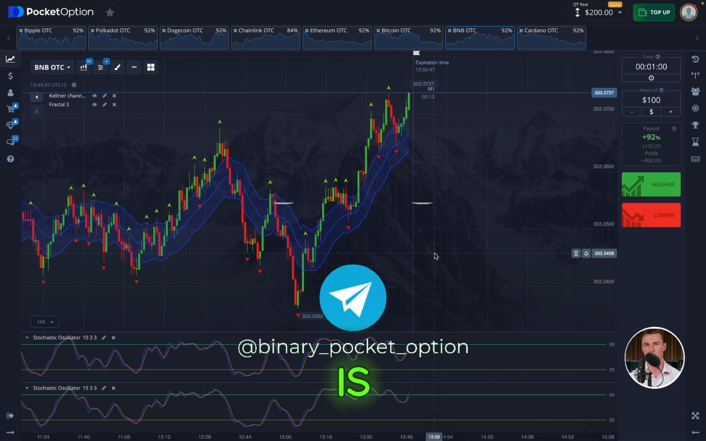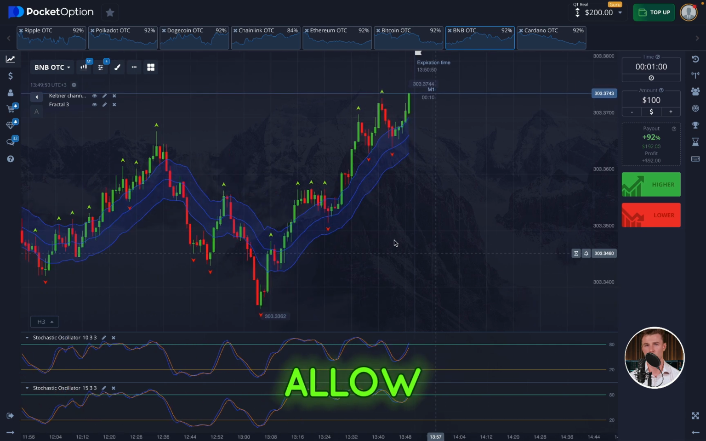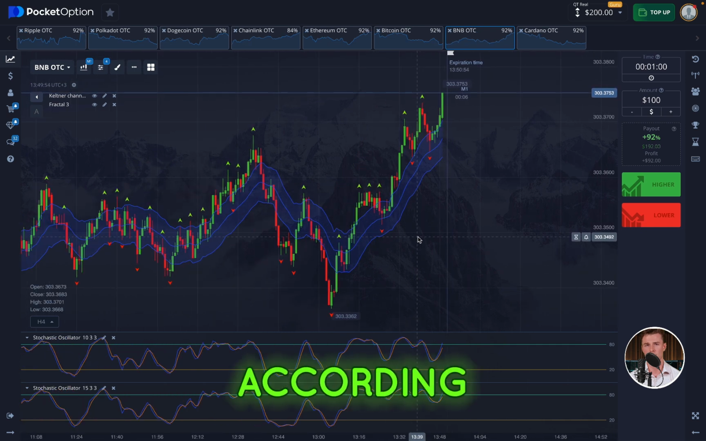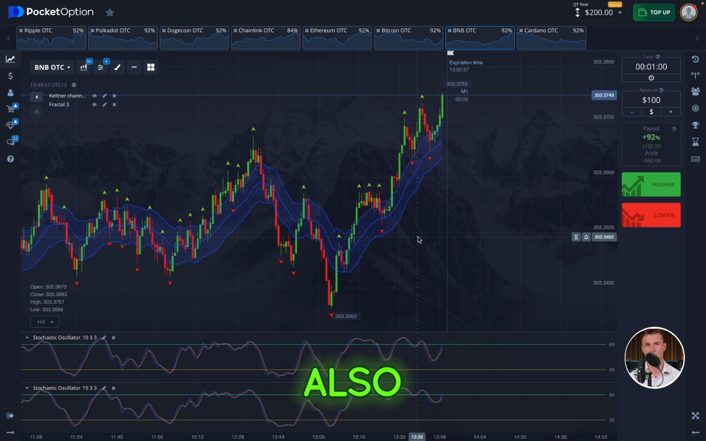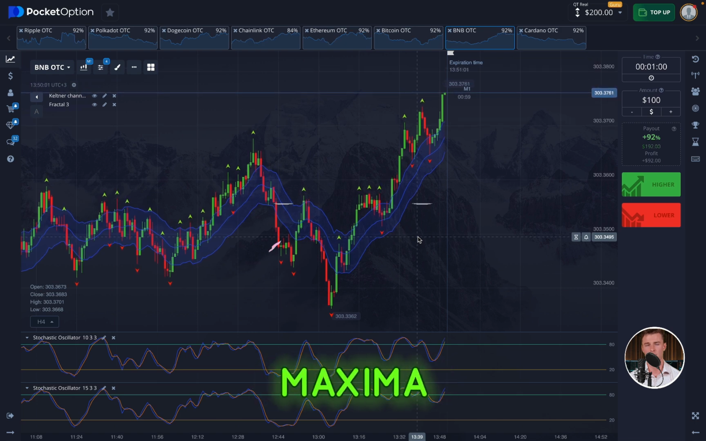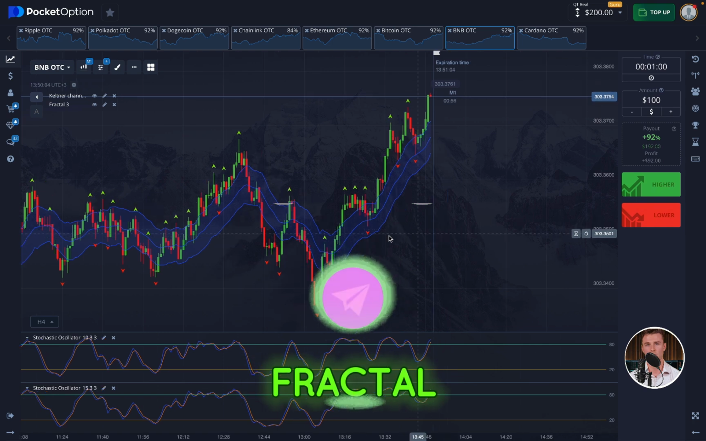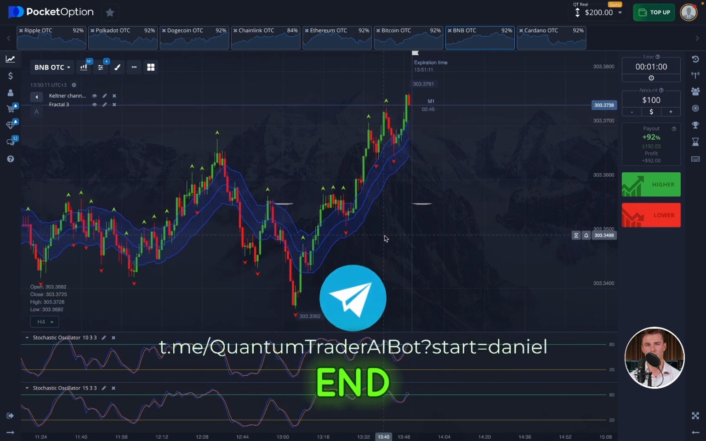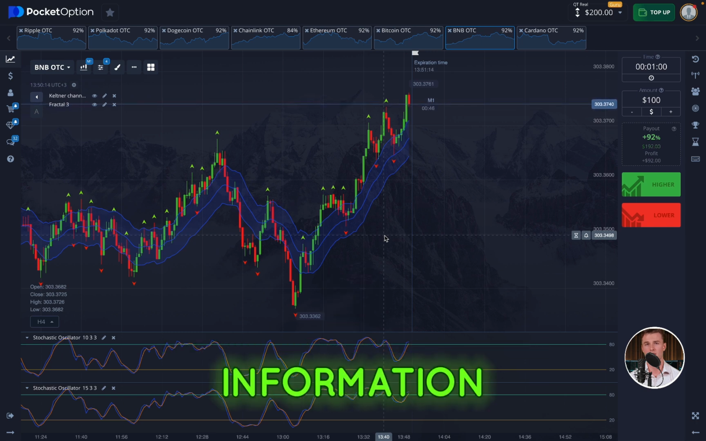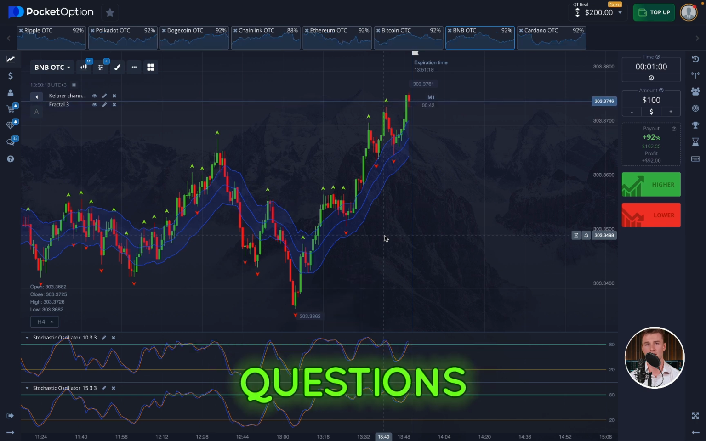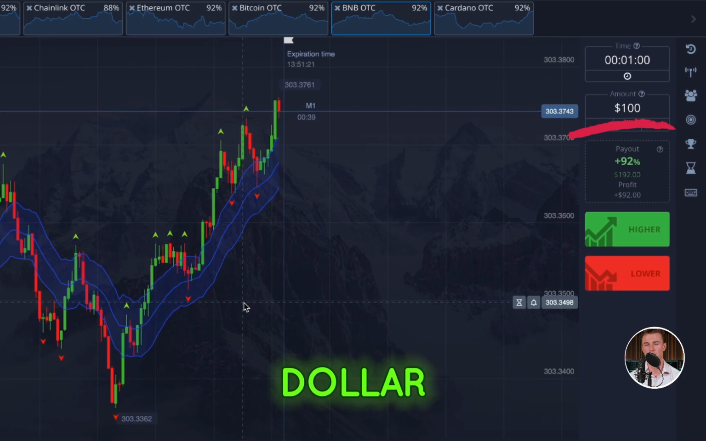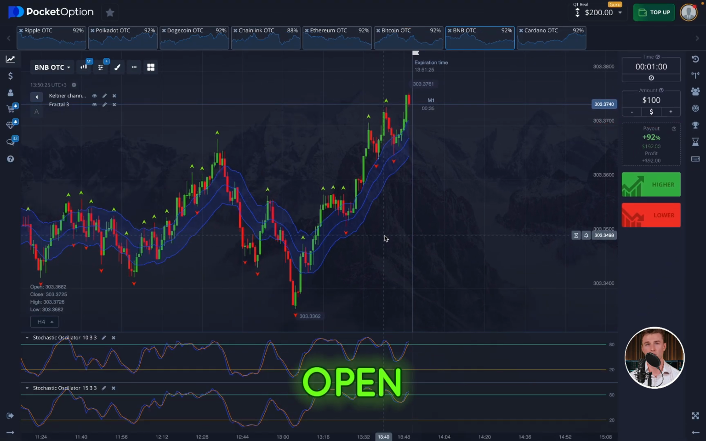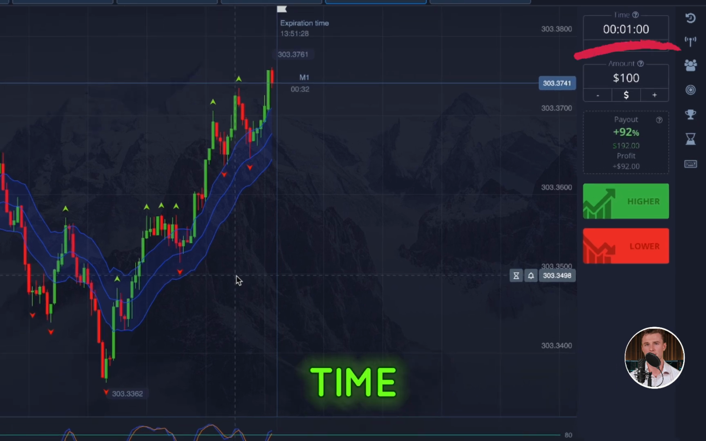This strategy is universal and will allow you to open deals both according to the trend and against it. I will also monitor updates of local maxima and minima through the fractal. I will try to explain each trade in detail so that by the end of the trade you have more information learned and fewer questions. I'll start with a $100 deal. I will open all transactions on a 1-minute time frame.